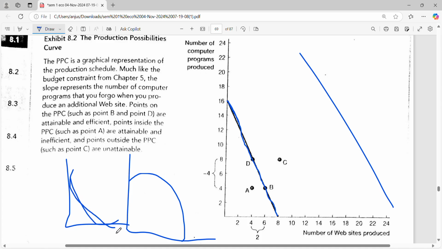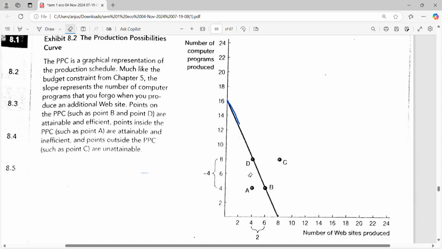Okay. Yeah. Convex shaped. Okay, so that is how this is drawn. It will be a curvature basically. If the opportunity cost is not constant, the PPC will be a curvature. And in the next example, we will be explaining that as well.